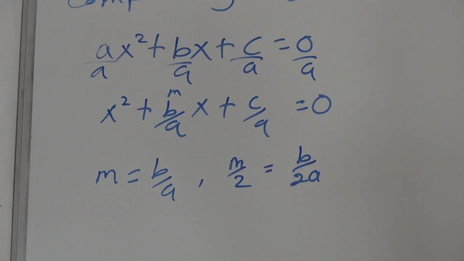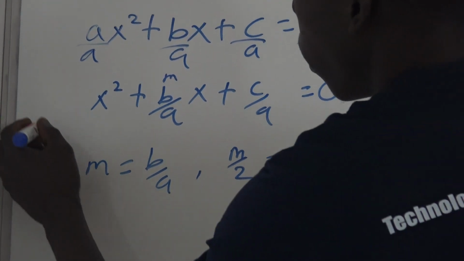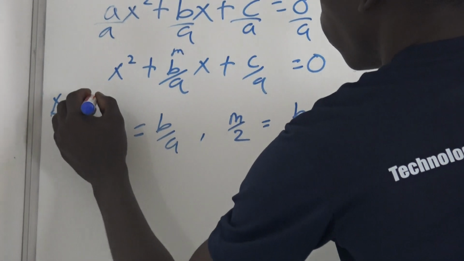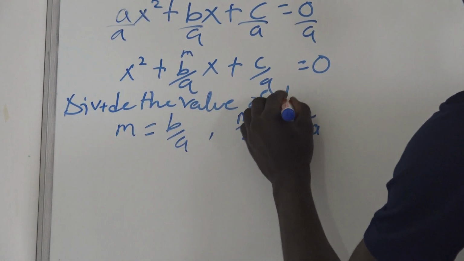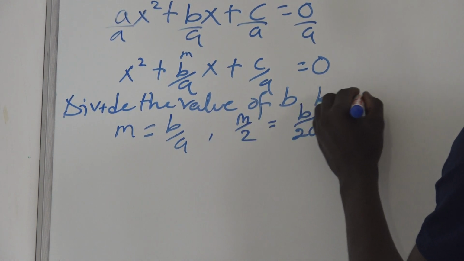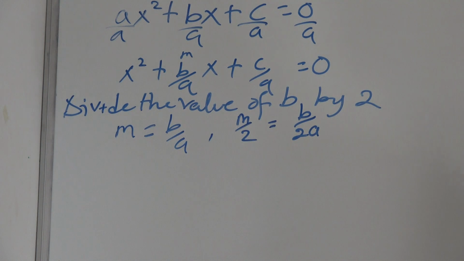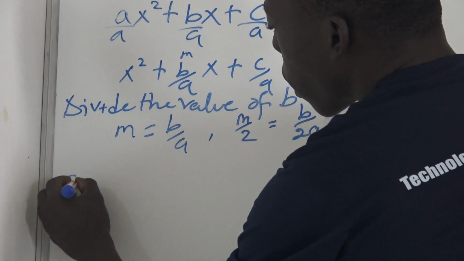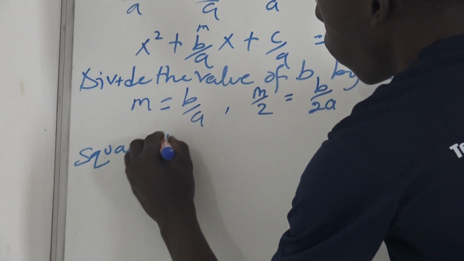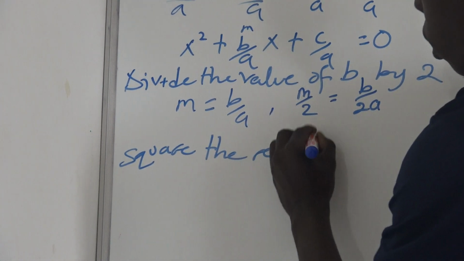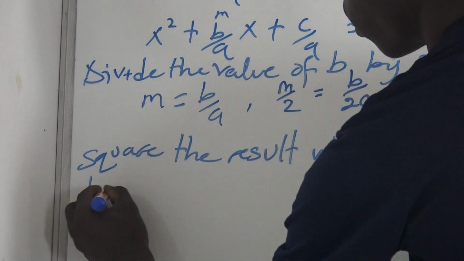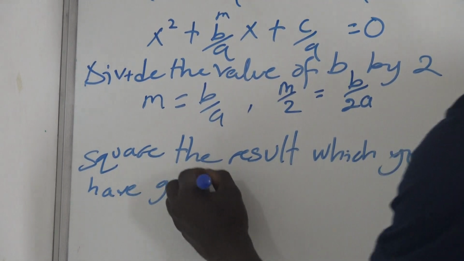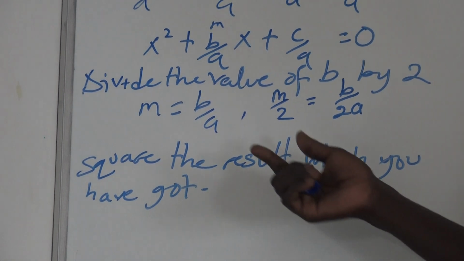Now after dividing by 2, let me write it: divide the value of b by 2, or multiply it by a half, which is dividing by 2. Then from there, you have to square the result which you have got.